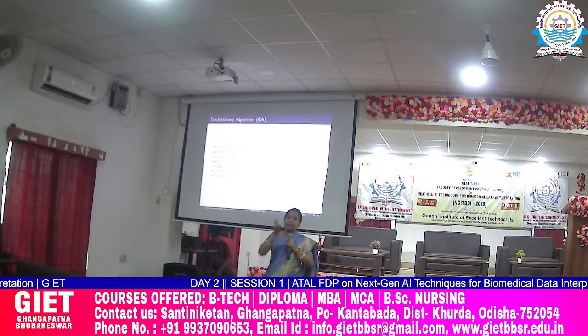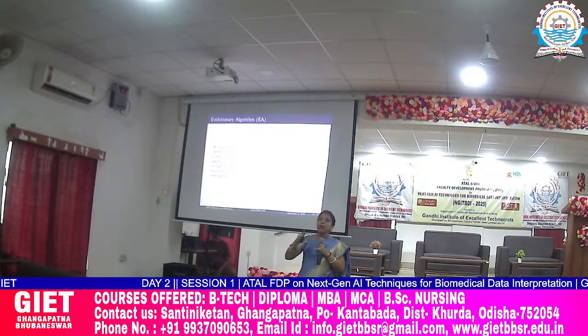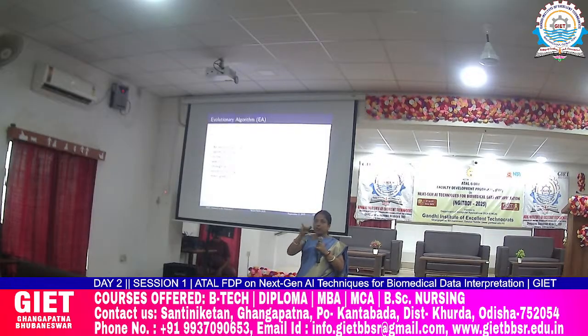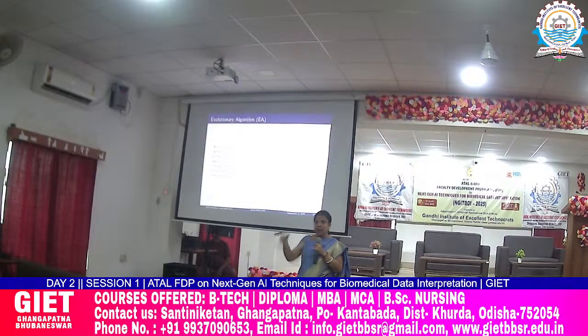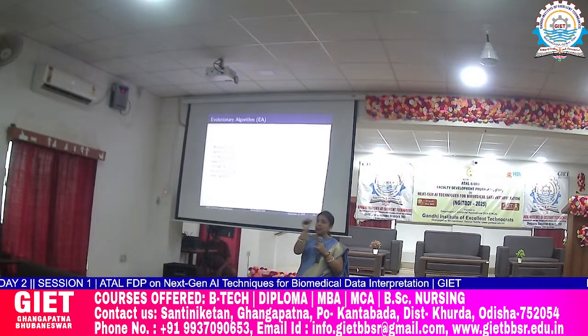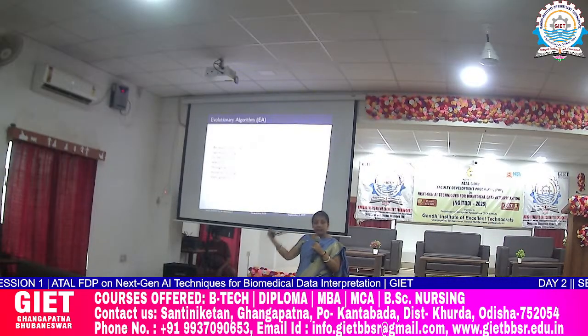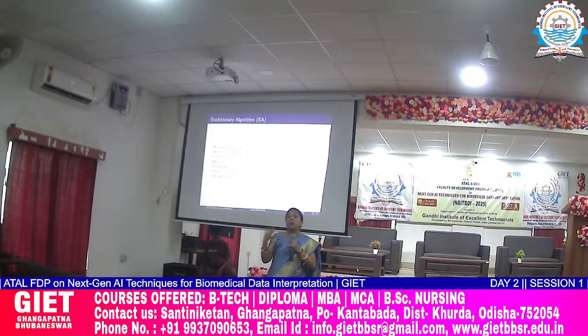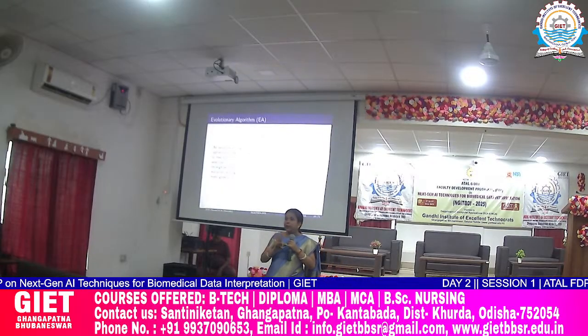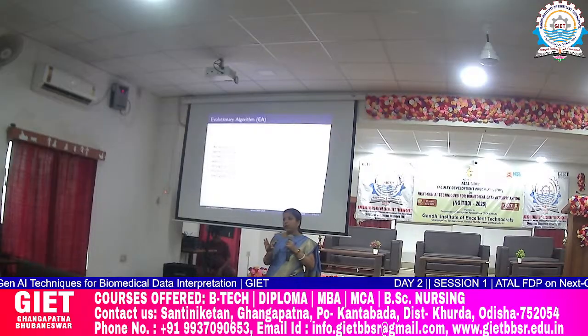So I can say the traditional algorithms are a point by point approach. That is, for each student I am writing the CGPA and I am finding the best student. That is the point by point approach. But evolutionary algorithms are a population-based approach. They don't work point by point.